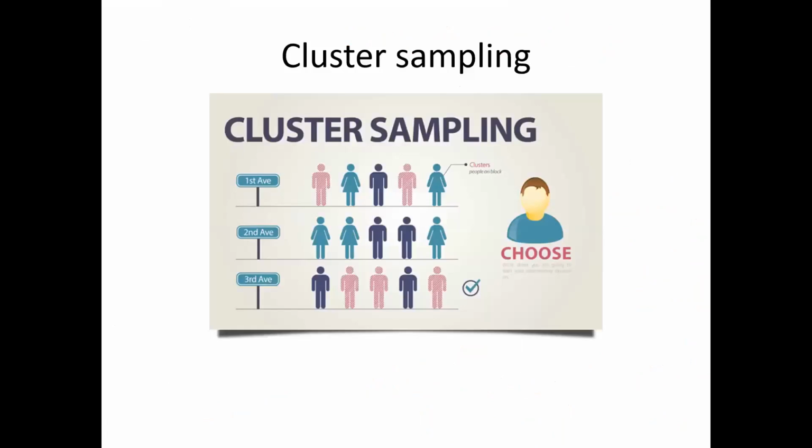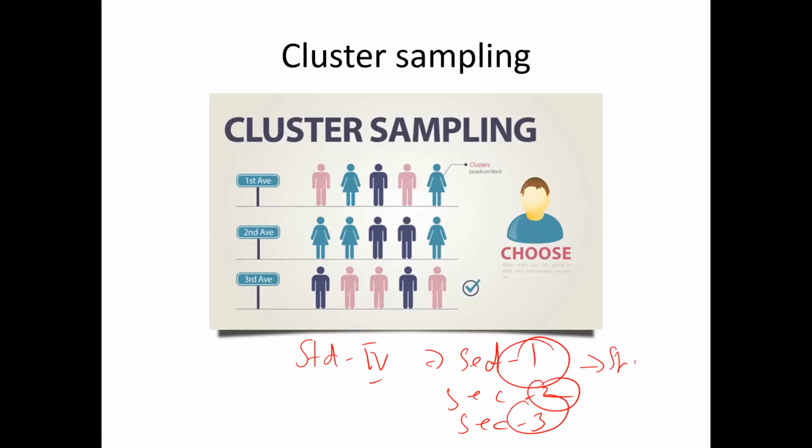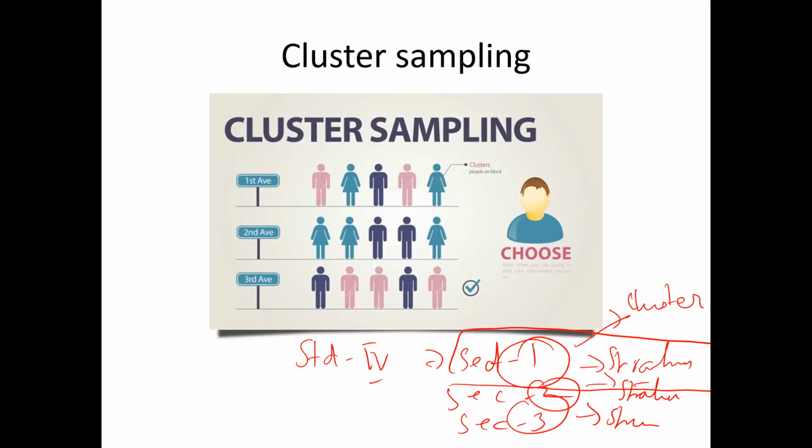Cluster random sampling is very easy, ma'am. For the same example, standard 4, sections 1, 2, and 3. These are my strata, as I told you before. But in cluster random sampling, what I'll do is take a whole stratum as one cluster. Got my point? But in stratified random sampling, I don't take the whole stratum. I take individuals from each stratum. But in cluster random sampling, I take this as a whole cluster. So only one cluster I select.